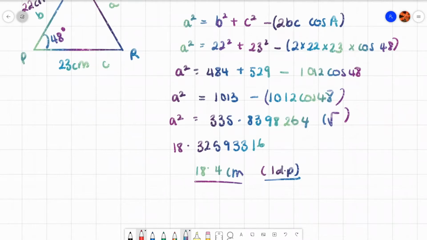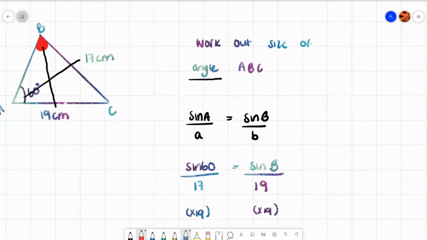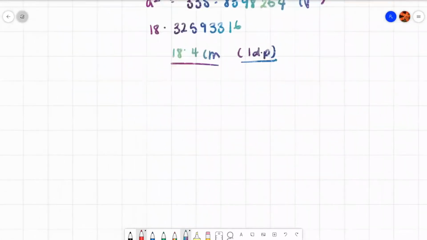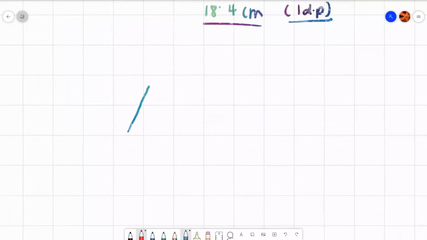Let's have a look then at something that is slightly more different now. So the first one was a basic sine rule question, just straight away applying sine rule. And the second one was a basic cosine question where you just have to apply the cosine rule. Let's have a look when it gets a little bit more different and see what happens there.